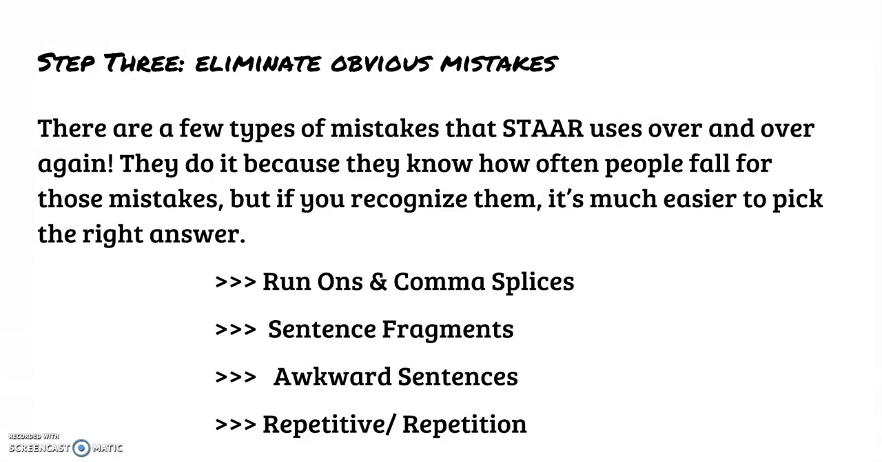Types of mistakes include run-ons and comma splices, sentence fragments, awkward sentences, or repetitive sentences. That's repetition, when it repeats a lot.